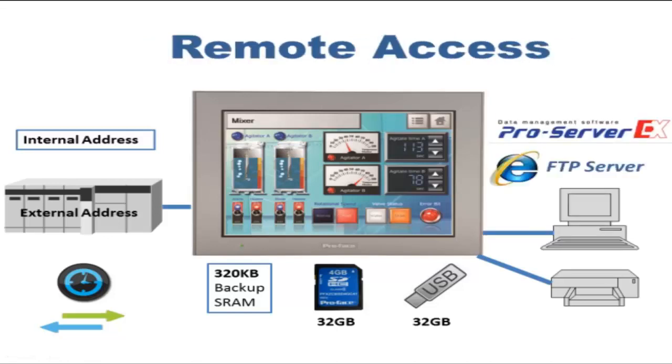There are several ways to access the stored data files on a Pro-face terminal. The easiest way is to remove the SD or USB memory device from the HMI terminal and copy the CSV files directly into a computer. A more convenient method is to use a web browser or FTP client to remotely read the CSV files from the SD or USB memory device over a network.